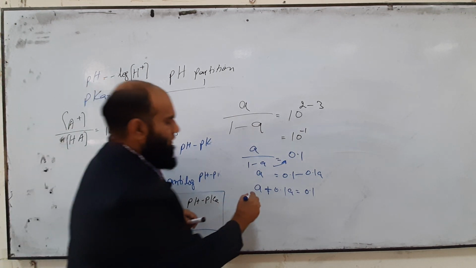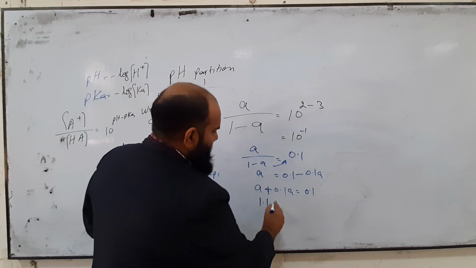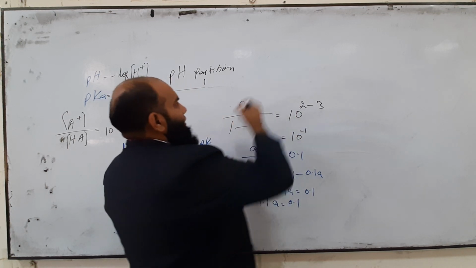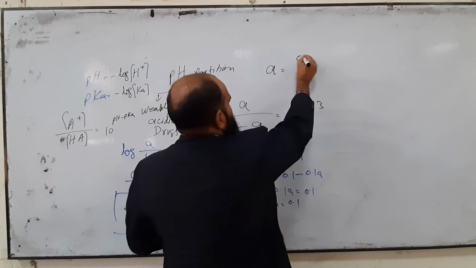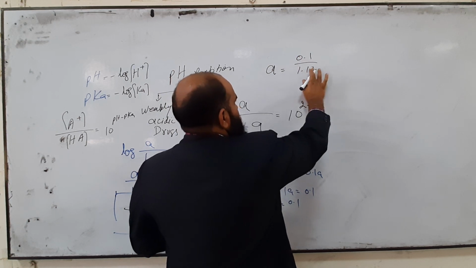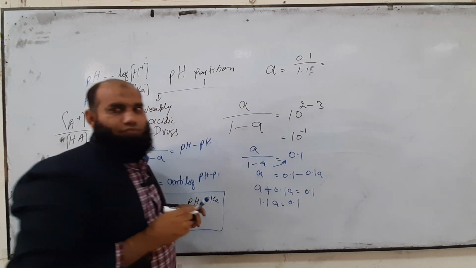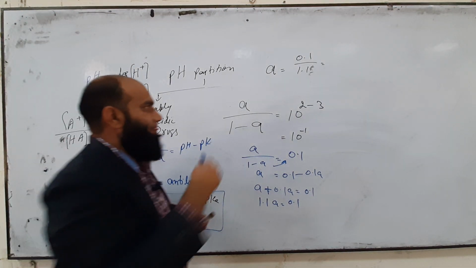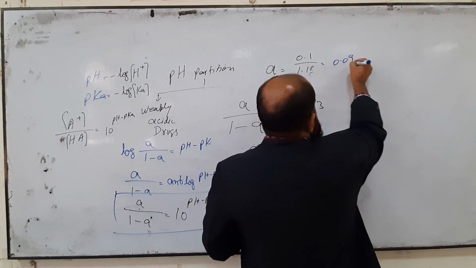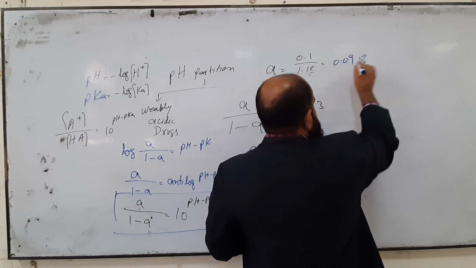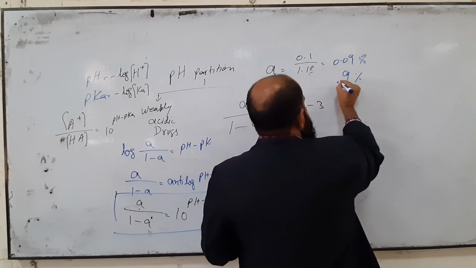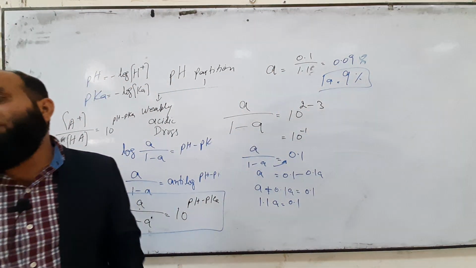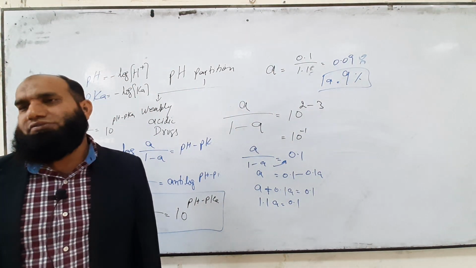And we will have 1.1A is equal to 0.1. Now we divide: 0.1 divided by 1.1. Answer is 0.09, which is actually 9% drug is now ionized and 91% drug is unionized.